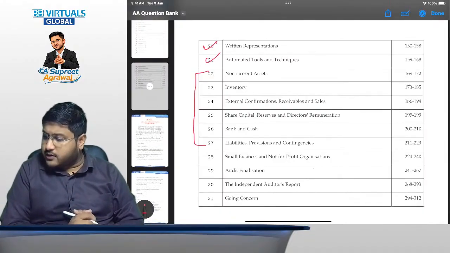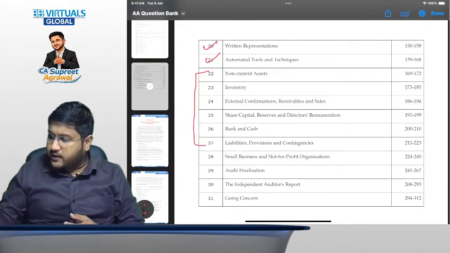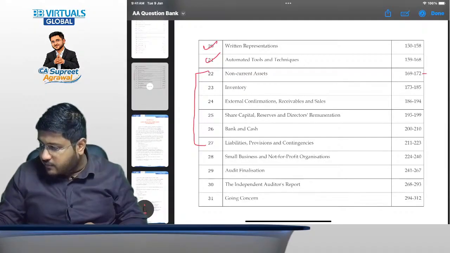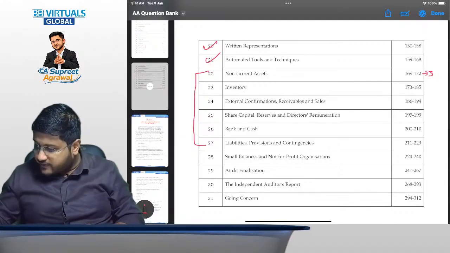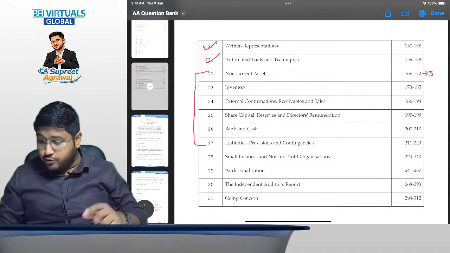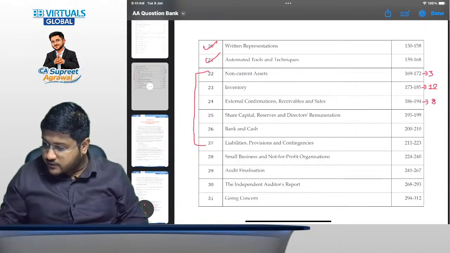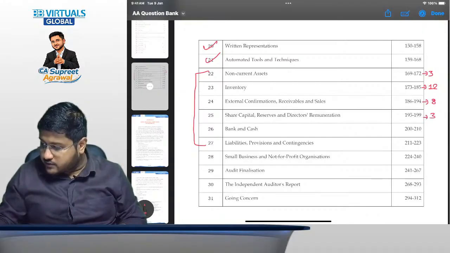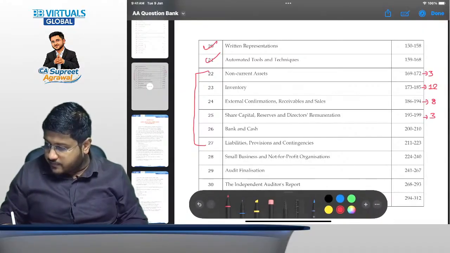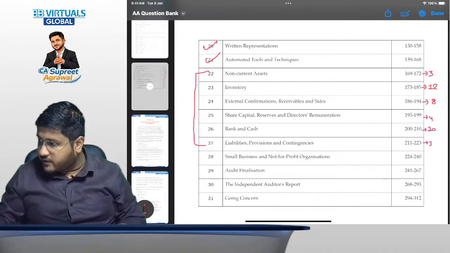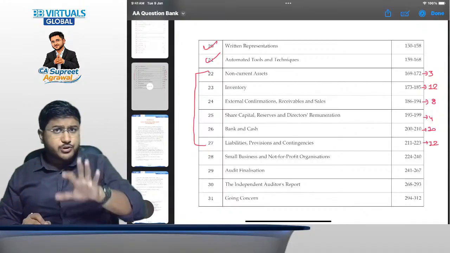Okay, so sir, when we talk about the questions, we can see that for non-current assets there is only 3 pages, right? 3 pages. Okay, 169 to 223, that's huge, but 3 pages. Inventory roughly 12 pages. Okay, then here roughly 8 pages, then here 3 pages or 4 pages, let me say, right? 4 pages, here 10 pages, and here 12 pages, right? That is how the distribution has been done.